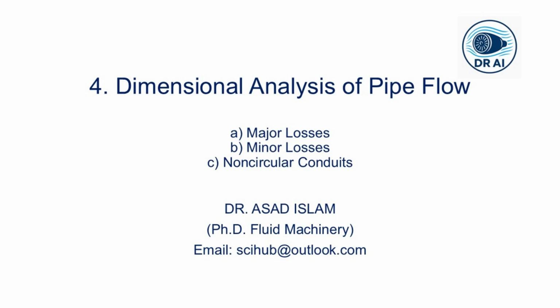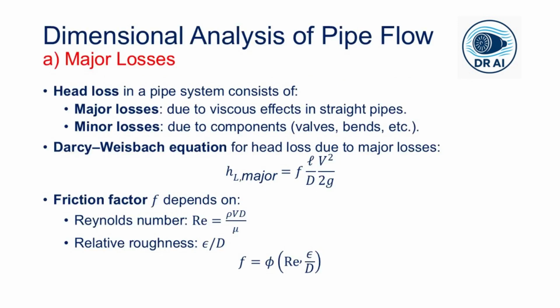By the end of this lecture, you will have the tools to calculate the pressure drops and head losses in real world piping systems. So let us start with the most fundamental part, the losses that occur in long straight sections of the pipe. These are called the major losses, denoted as h_L major in the subscript. Even though we call them major, this does not necessarily reflect their importance. In a system with many components, the minor losses can actually be larger than the major losses.